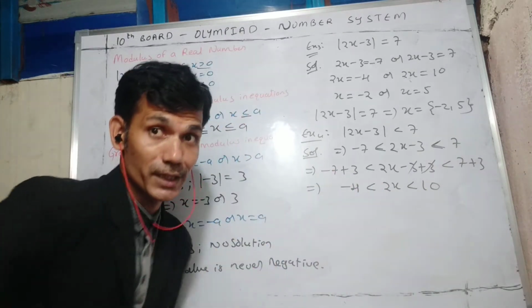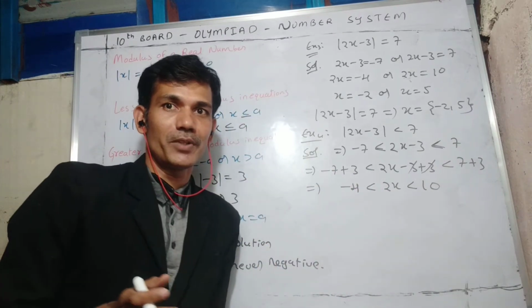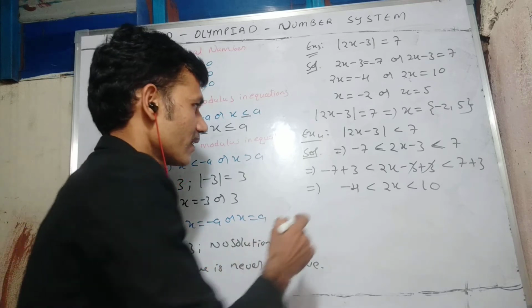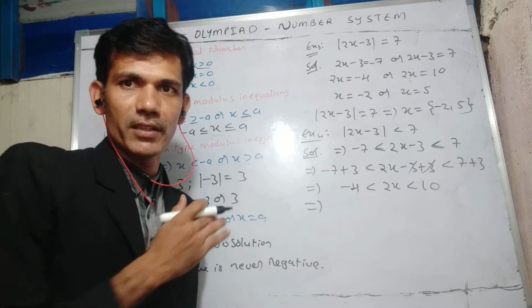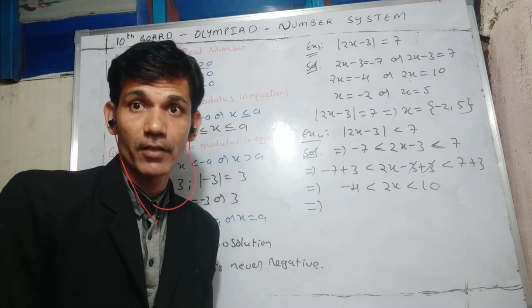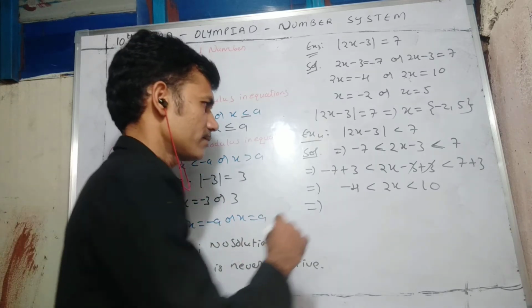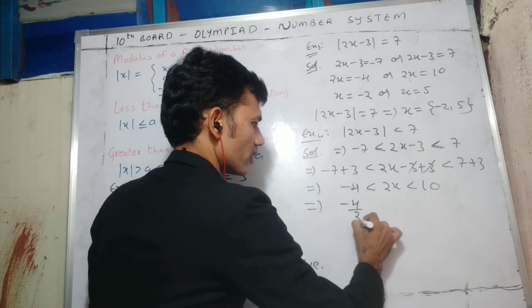Now I want to take out that 2, then I can know where x values lie. So I will divide with 2. If you are dividing with a positive number, no problem, the inequality sign remains same. If you divide with a negative number, problem will be there. So positive number, no problem.